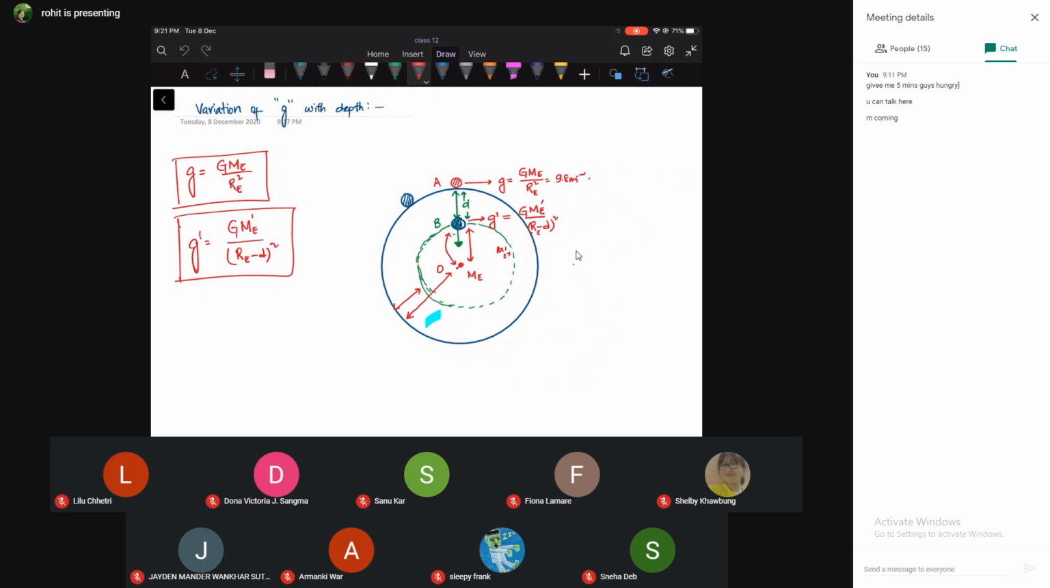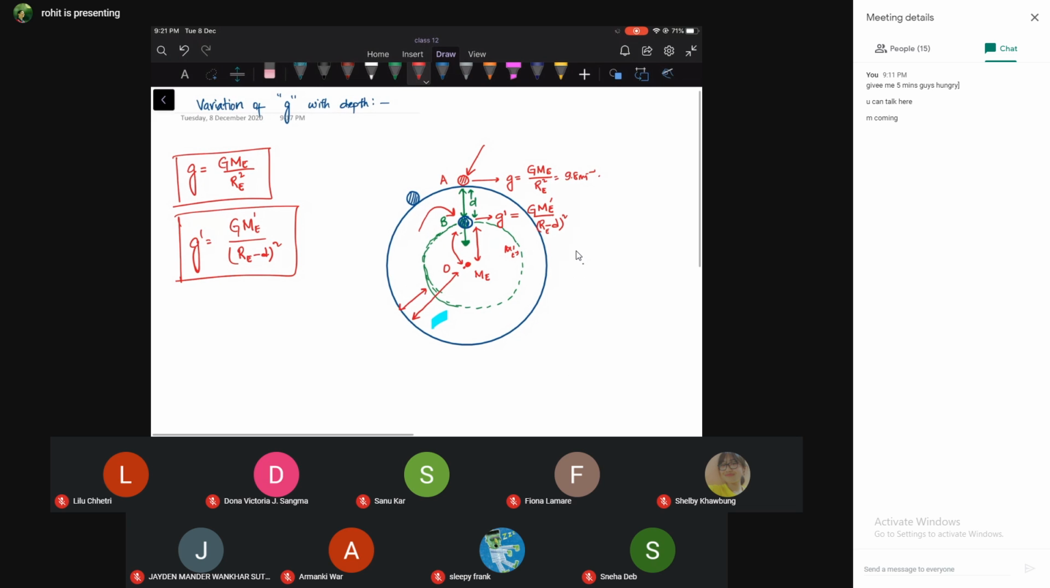Which one is large? Is the value of g on the surface large, or is the value of g at a certain depth large? That is what we are dealing with right now. So I have to divide g prime by g, because that's the best way to compare, no? By dividing the things, right? So I'm going to divide g prime by g, but before that I'm going to make some assumptions.